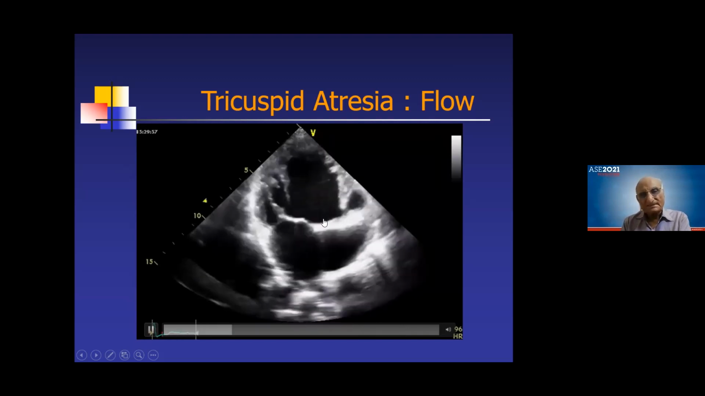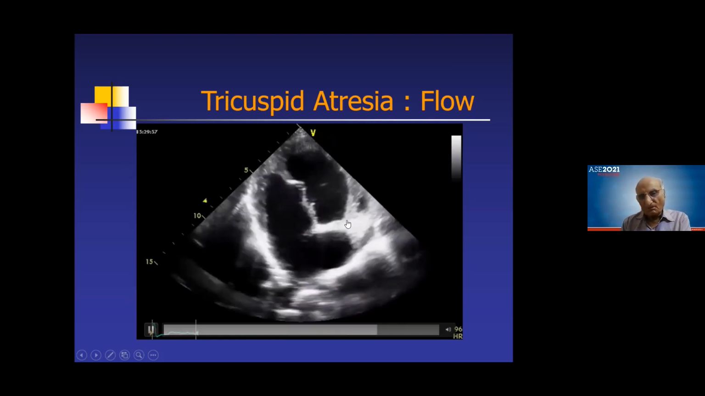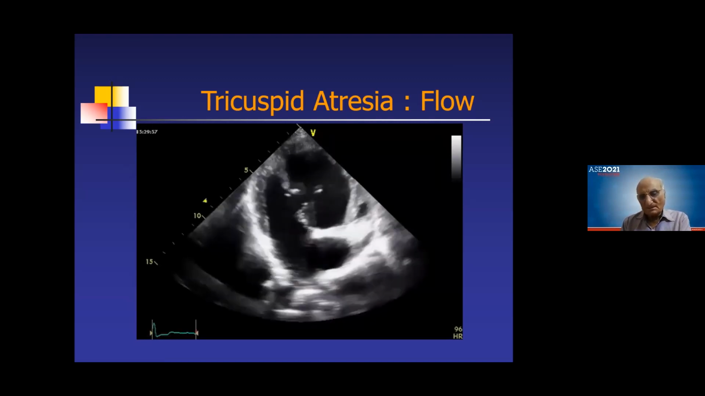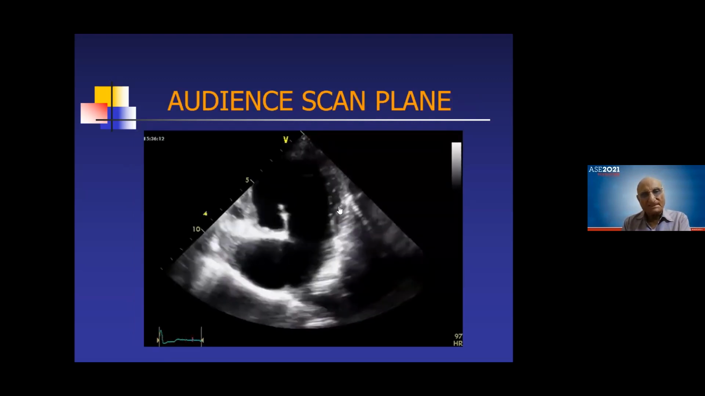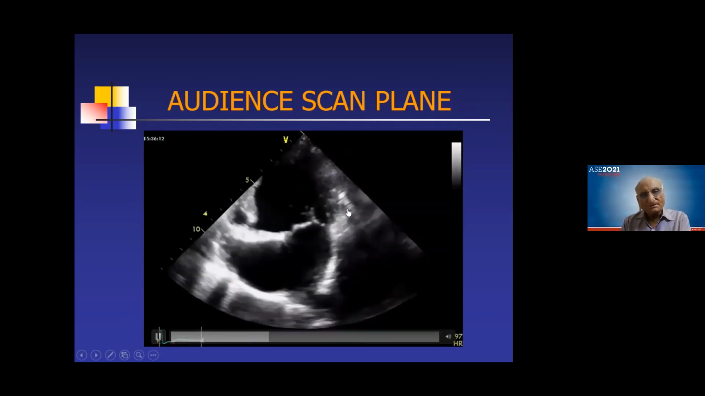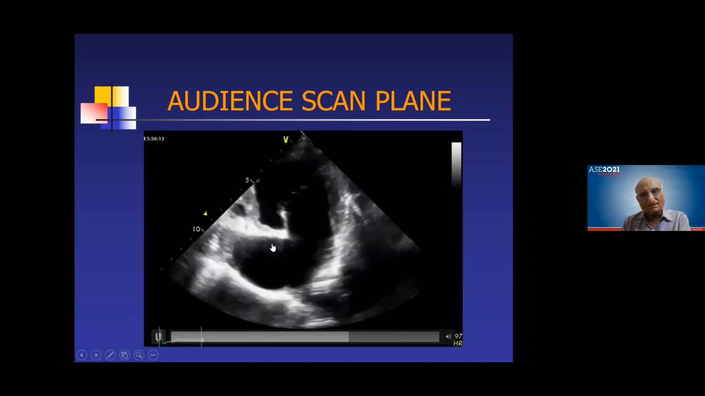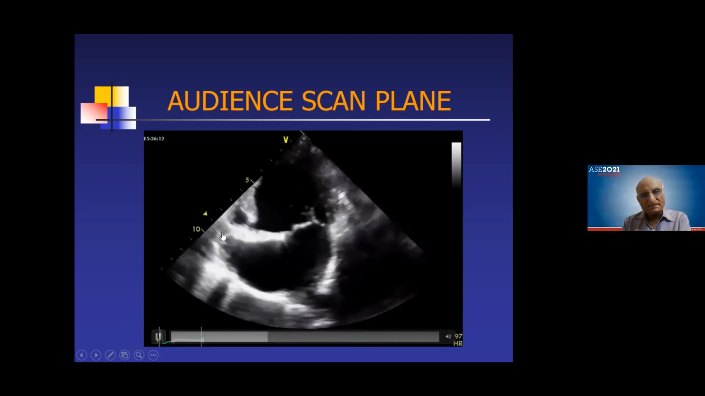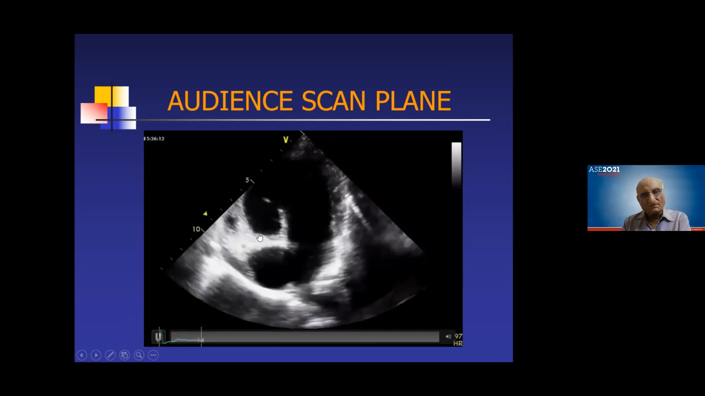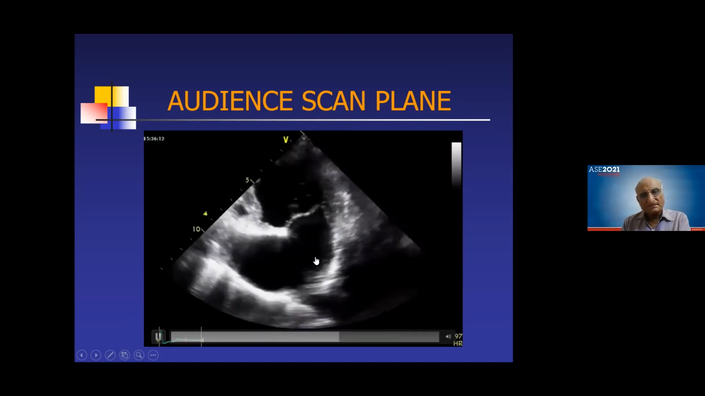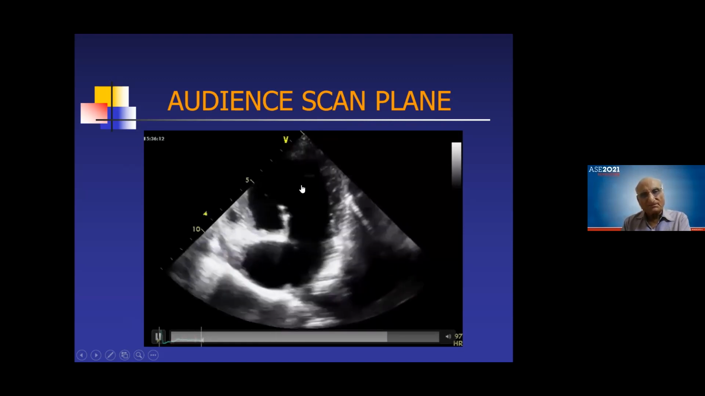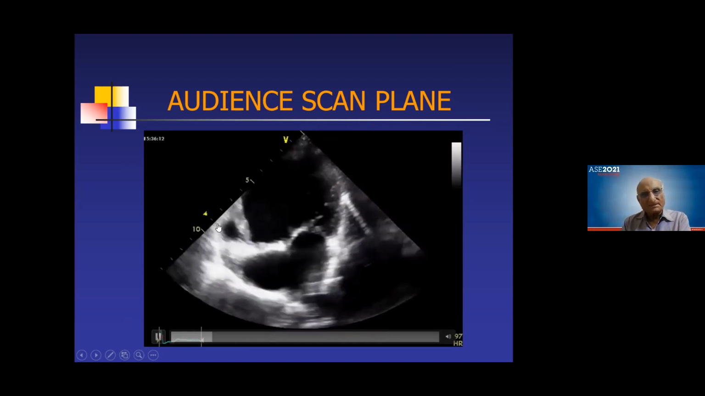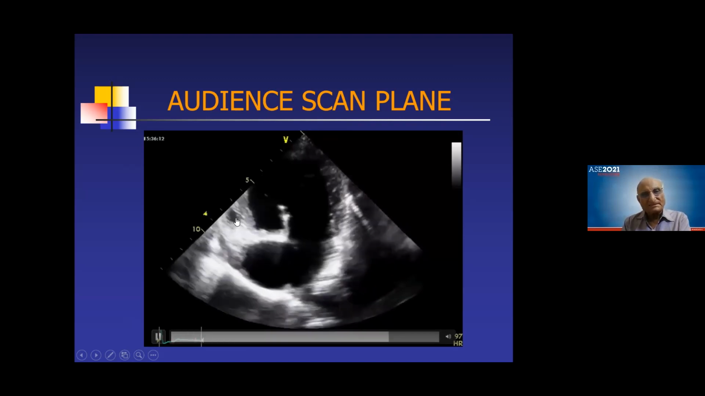So I'm just showing you here this thing. Now, all of you are used to a different imaging plane. So this is your audience scan plane. You always keep your LV on one side and RV on the other side. You see here, there is no tricuspid valve. This is the right atrium. This is the left atrium. This is the tricuspid valve, and sorry, this is the mitral valve and goes into the main chamber. And this is the hypoplastic right ventricle.